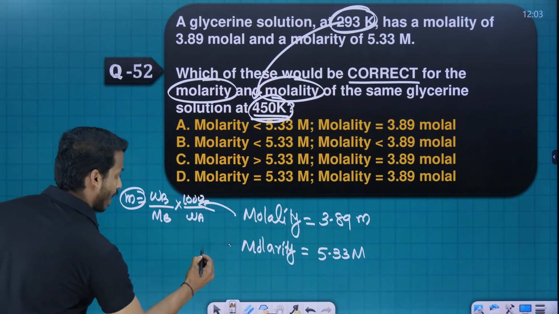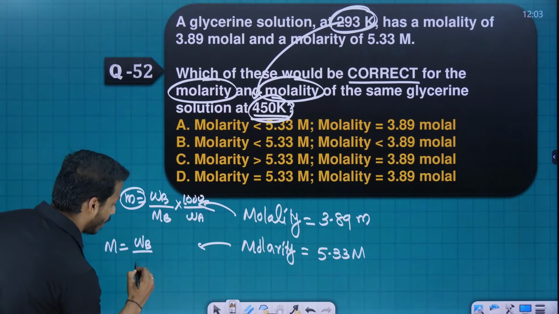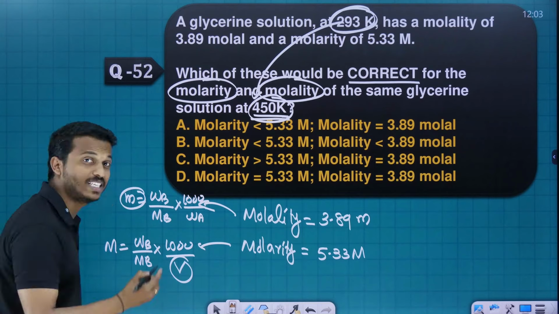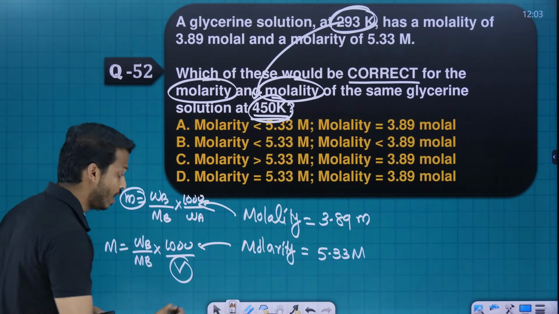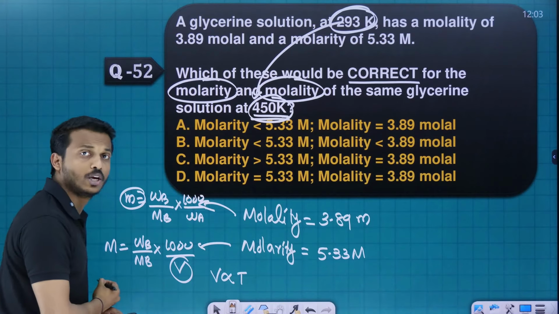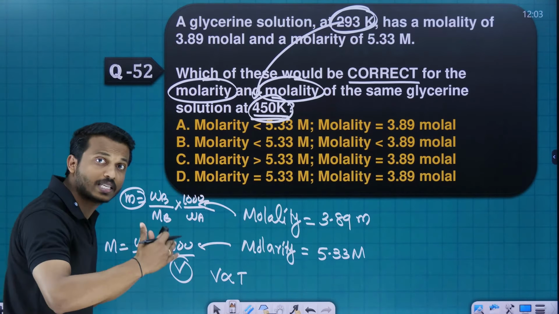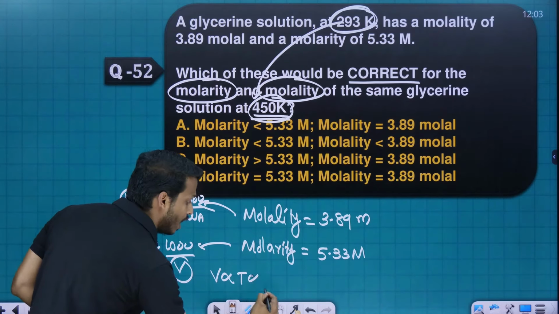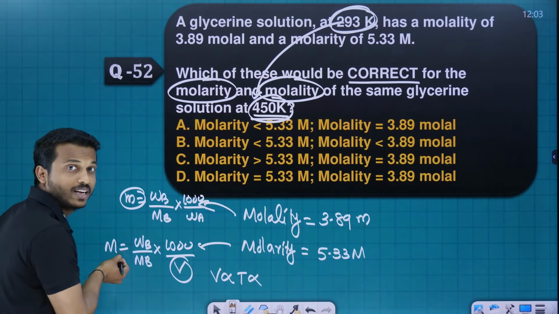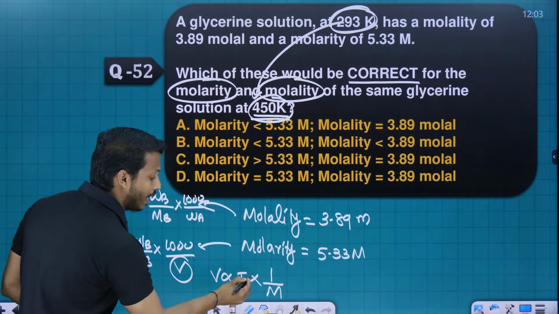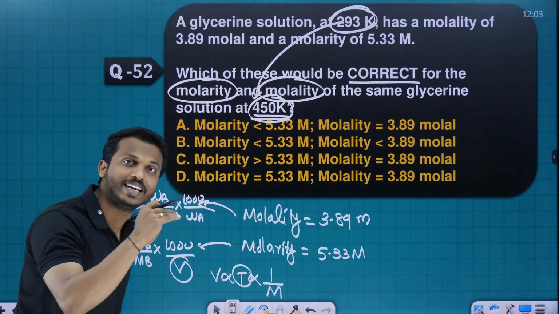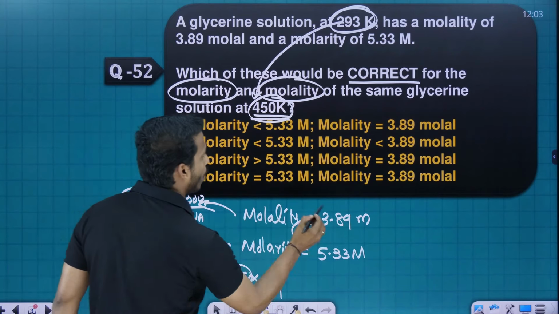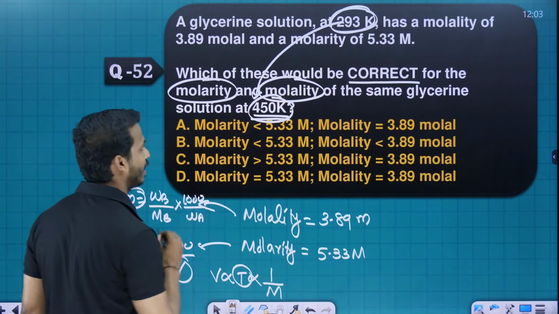Whereas what about molarity? You know, molarity is equal to WB by MB into 1000 divided by volume. Volume depends on temperature. How does it depend? Directly. Volume is directly proportional to temperature. As temperature increases, volume increases. How is volume related to molarity? Inversely. So when temperature increases, molarity decreases. So molality, no change. Molality remains as 3.89 itself.